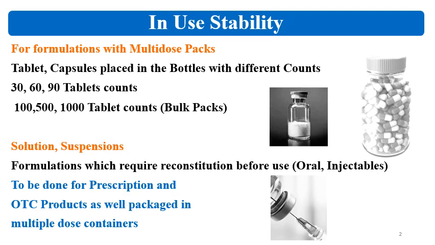For formulations with multi-dose packs, like tablets or capsules packaged in bottles with different counts, the bottle may be a glass bottle, HDPE bottle or PET bottle. The count may be like 30 tablets, 60 tablets, 90 tablets or 100 tablets per bottle, or it may be a bulk pack. The bulk pack may be of 500 tablets or 1000 tablets. These bulk packs may be for capsules, or for other formulations.